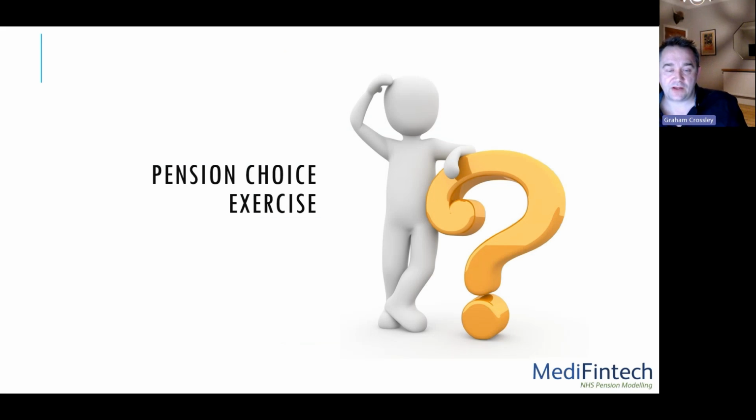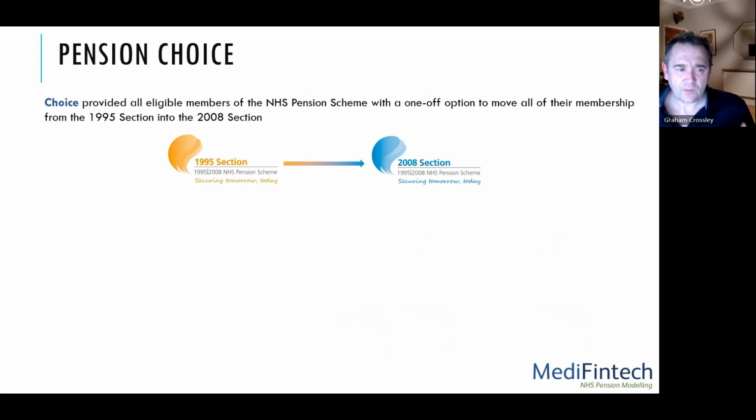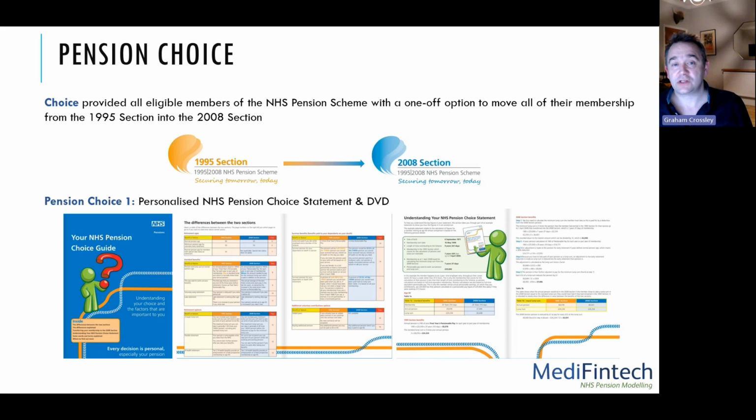Now moving on to the pension choice exercise. The pension choice provided all eligible members of the NHS pension scheme with this one-off option, well, it was meant to be a one-off option, to move all of their membership from the 95 section into the 2008 section. And so in Pension Choice 1, you would have seen a very colourful guide with a personalised statement and a DVD explaining how all this works.